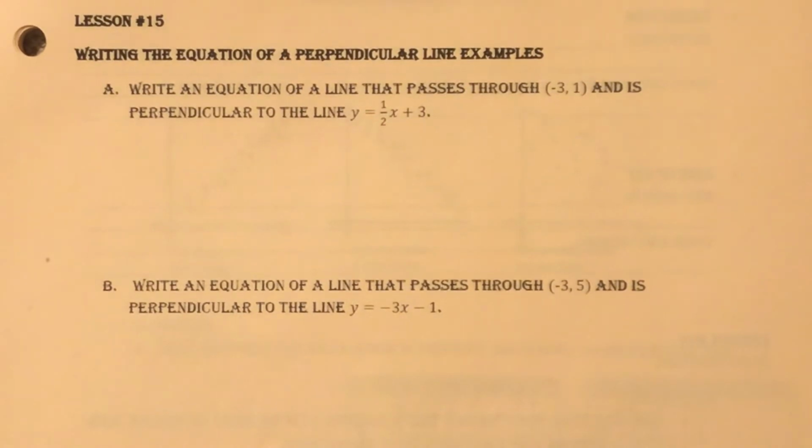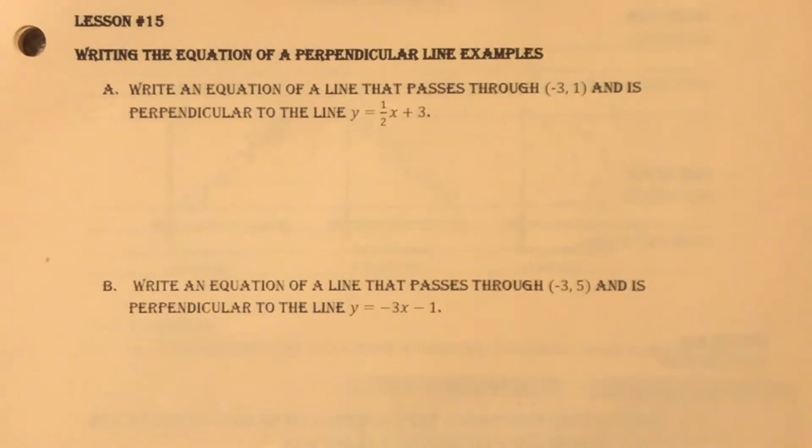Then we're going to create that negative reciprocal, all right? And once we have that information, we're going to use that and the point they give us on our new line to determine the y-intercept, and then we'll go back and plug that information into a new equation.